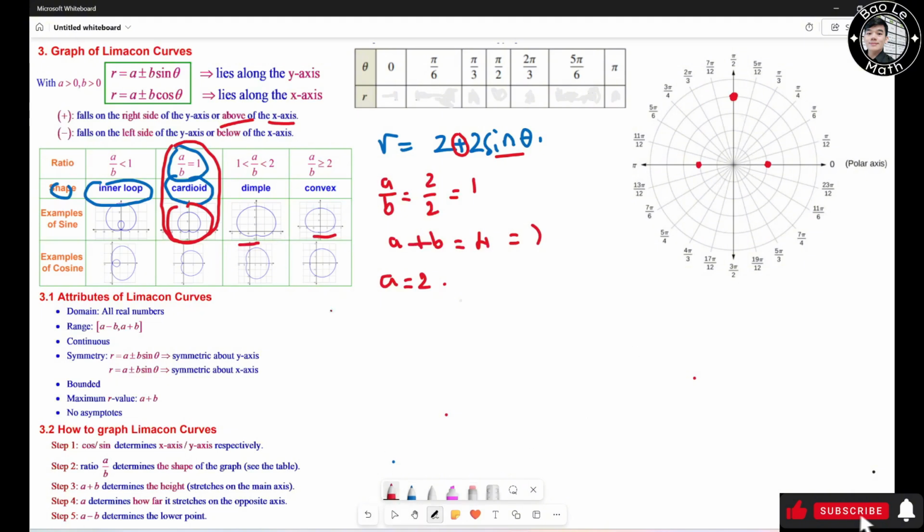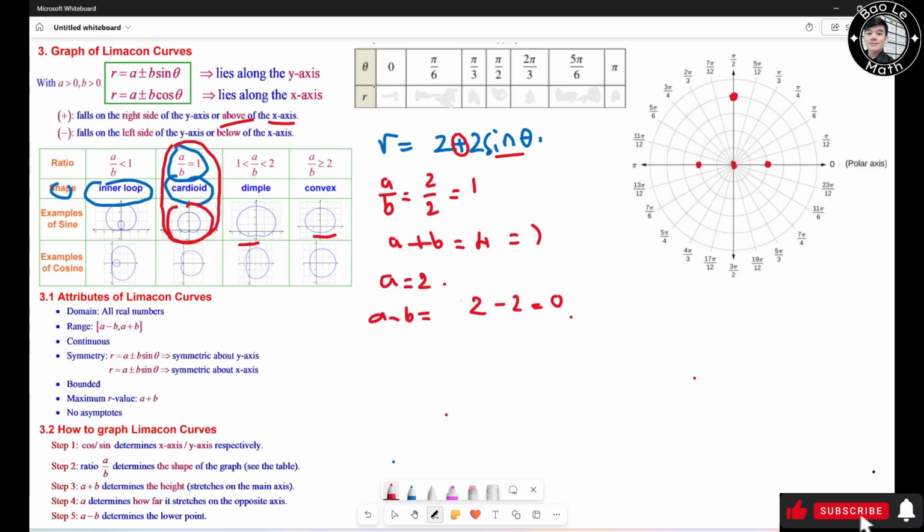Alright, next one, we need to calculate a minus b. It's gonna be 2 minus 2, which is 0. And this is the lowest point. So the lowest point is right at the origin, right? So it's gonna be right here.